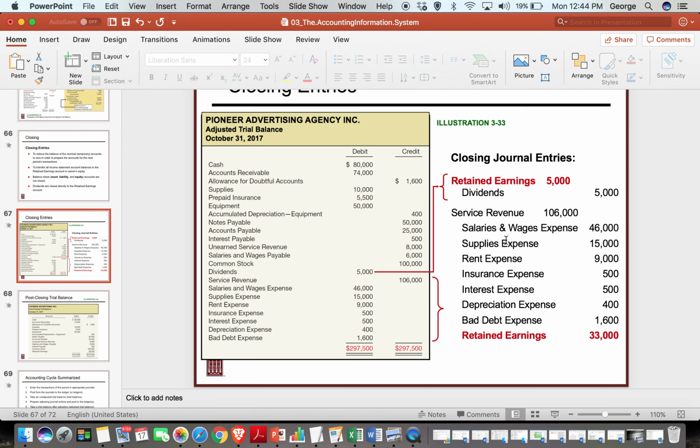Normally, we close out our revenue and expense accounts to income summary. You don't have to. The way they did it here is they close it out directly to retained earnings, which is fine. So I debit revenues for 106. They were credited for 106, so I debit them for 106. Now, for next year, revenue has a balance of zero. And then I credit all my expense accounts for their amounts. For instance, salaries and wages expense at a balance of 46,000. I close that out, so its balance is now zero. So all these expense accounts will now have a balance of zero.